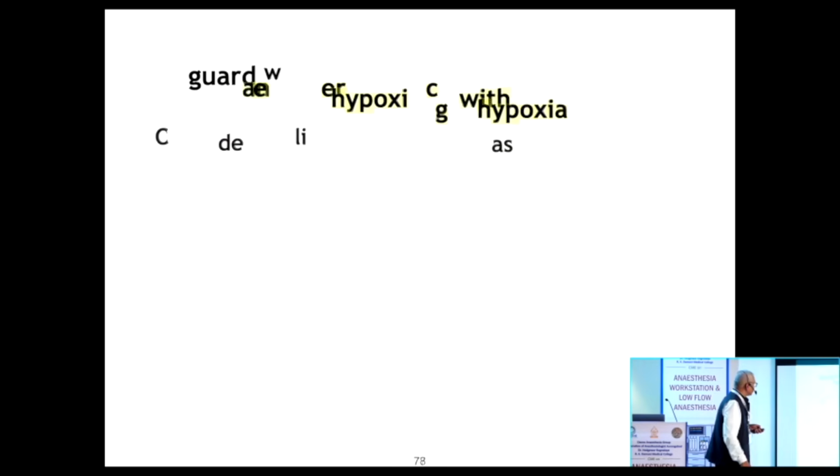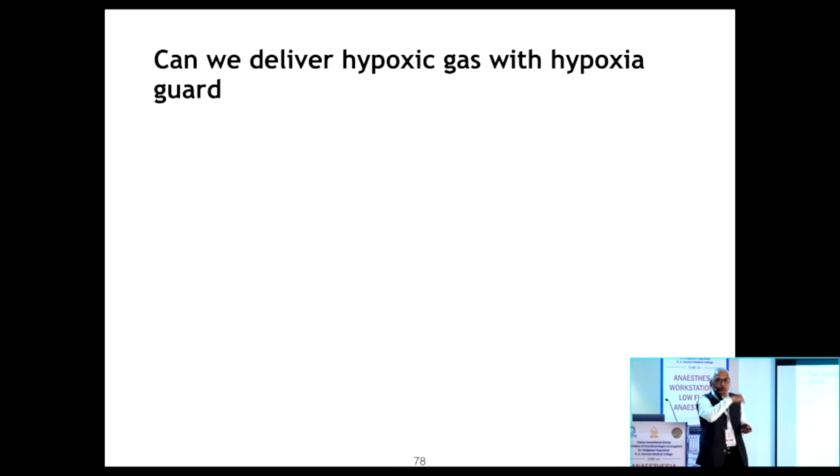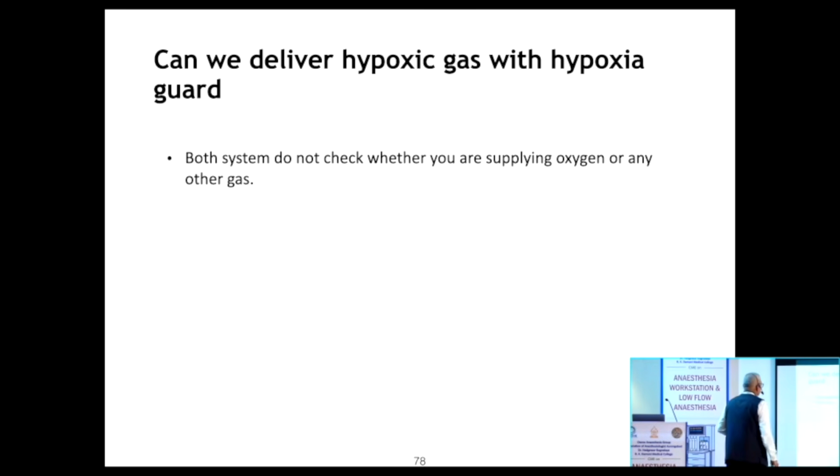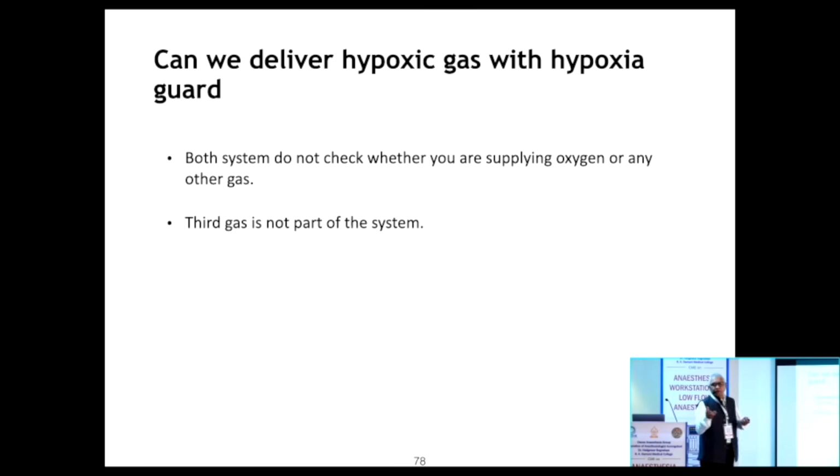Exactly. Because the third gas, your air, is not part of it. Tomorrow, try air. If you are using air, you start air. It will not identify. Oxygen and nitrous are the only two components of the hypoxia guard. The third gas is not part of it. Of course, if you are supplying the wrong gas, then it cannot identify. Okay. So if you have connected nitrous oxide into oxygen and oxygen into nitrous, it cannot identify.